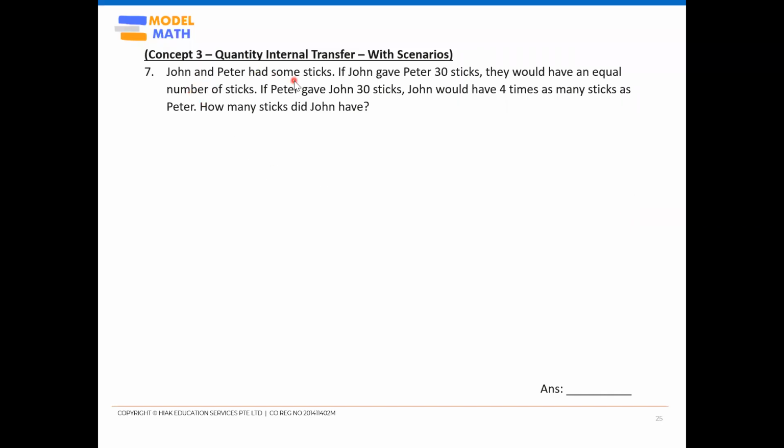John and Peter had some stakes. If John gave Peter 30 stakes, they would have an equal number of stakes. If Peter gave John 30 stakes, John would have 4 times as many stakes as Peter. How many stakes did John have?